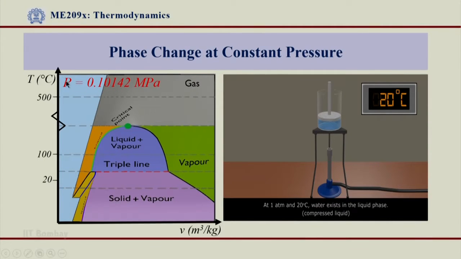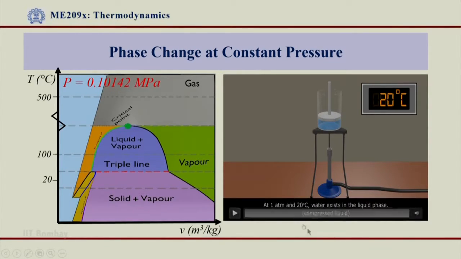So what you see here now is a temperature volume diagram, because it is convenient to show on a temperature volume diagram when the pressure is maintained constant. So pressure here is 0.10142 MPa, and this is temperature, and 100 degrees centigrade is the boiling point of water at atmospheric pressure at 0.10142 MPa.